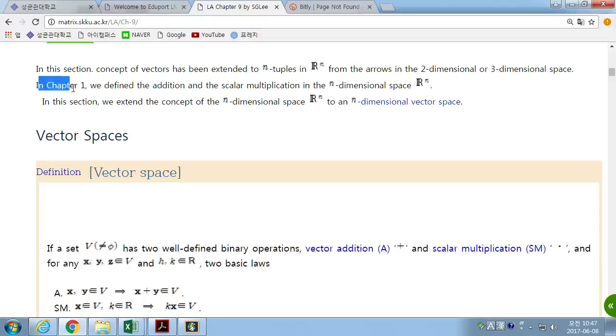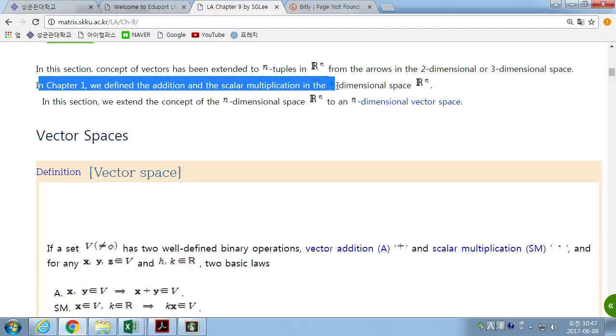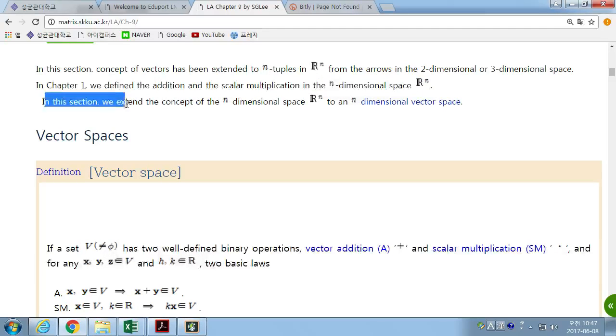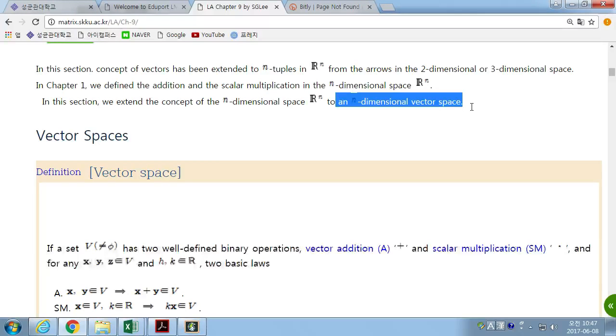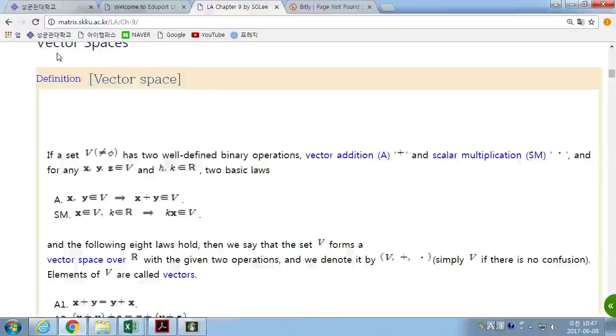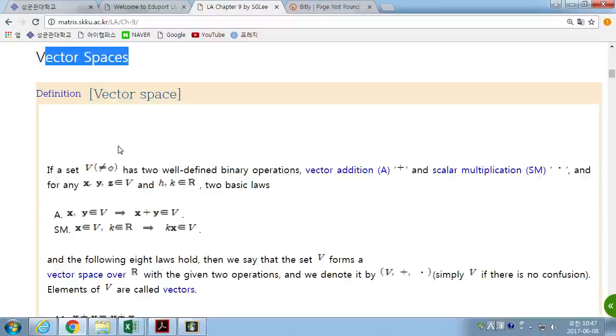In chapter 1, we defined the vector addition and the scalar multiplication in n-dimensional space Rn. In this section, we extend the concept of n-dimensional space Rn to a general n-dimensional vector space. Here's a definition of vector space.